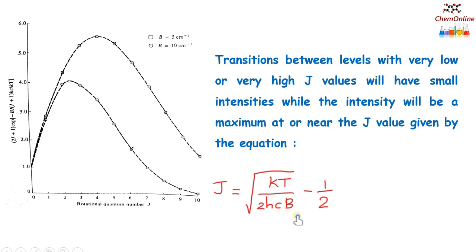We have seen that the intensities of rotational lines are directly proportional to the population of the rotational energy levels. Hence, it is clear that transitions between levels with very low or very high j values will have small intensities, while the intensity will be a maximum at or near the j value given by this equation.